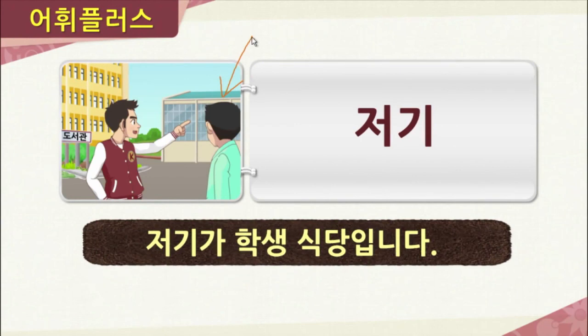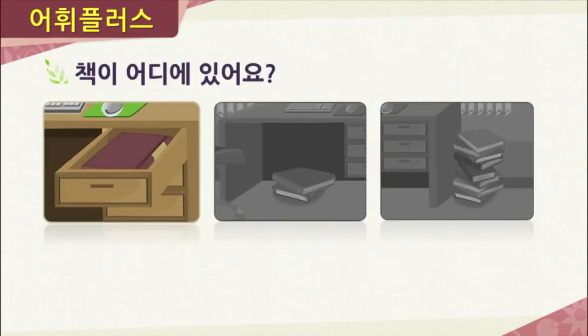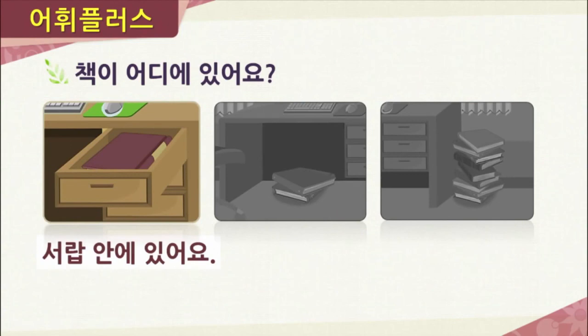Very well done. Now, let's go ahead and review the vocabulary that we've just gone over. There's a question here, and we will practice answering this question. The first question here is 책이 어디에 있어요? If we look at this first picture here, you can see that the book is in the drawer. So we would answer by saying 서랍 안에 있어요.